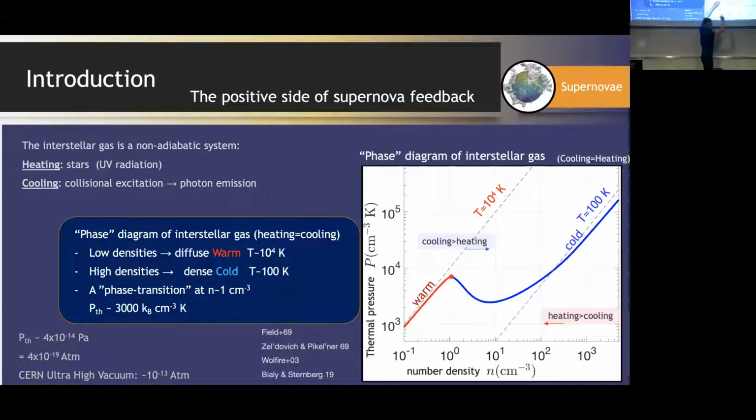You have a multi-phase medium, and this is, by the way, what we think our galaxy is: that we are at this thermal pressure and we have a multi-phase medium. That's part of the explanation for the clouds.